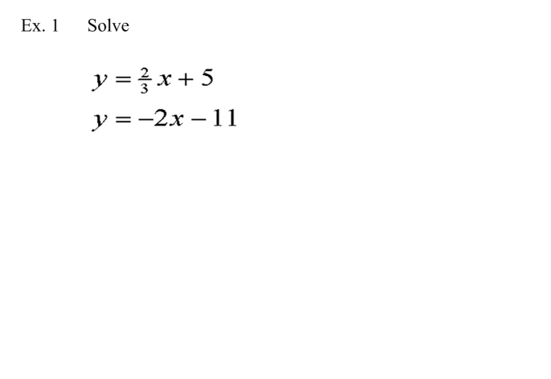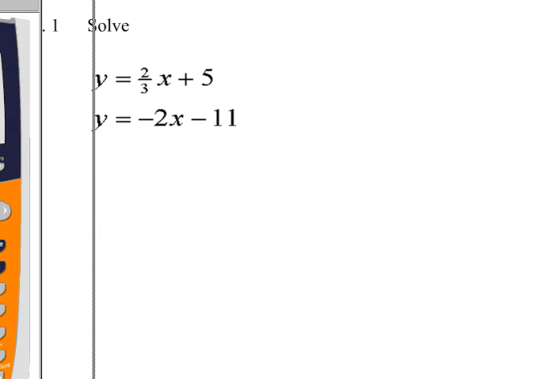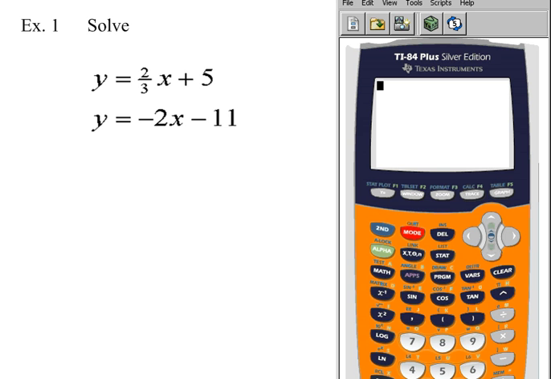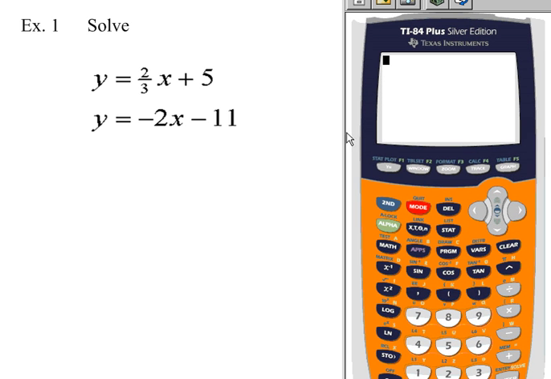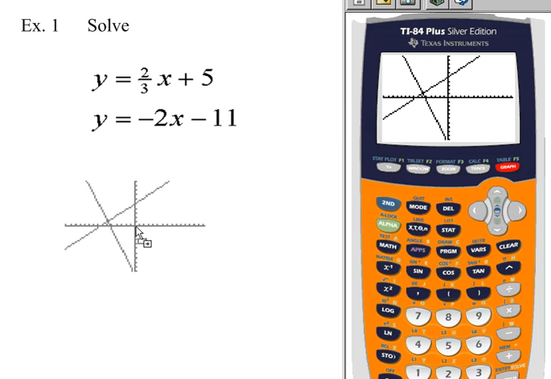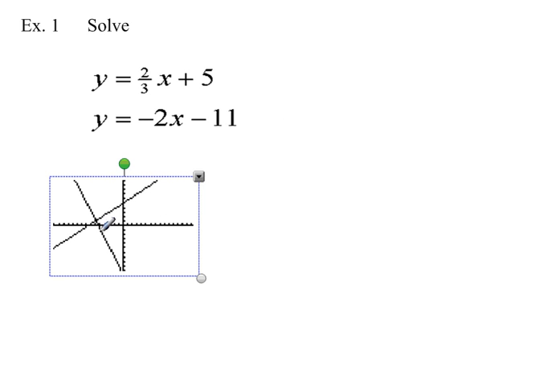So I'm going to get my graphing calculator out. Let me pull it over here. Here it is. And I want to graph these two equations. So I'm going to press my y equals key. We'll type those both in there. I've already got them in. y equals 2/3 x plus 5, and y equals negative 2x minus 11. If I take a look at that graph, we've got two lines that intersect at a point over here.